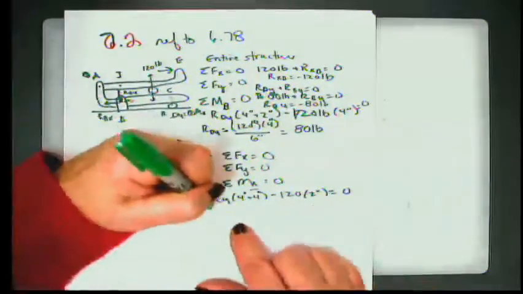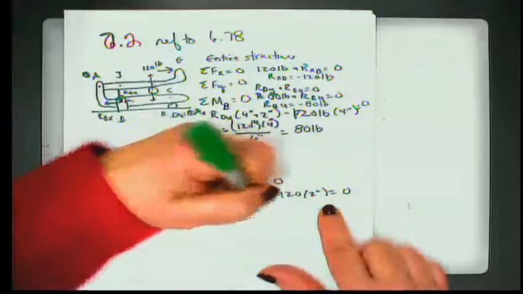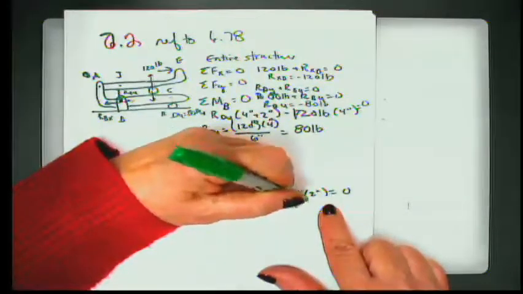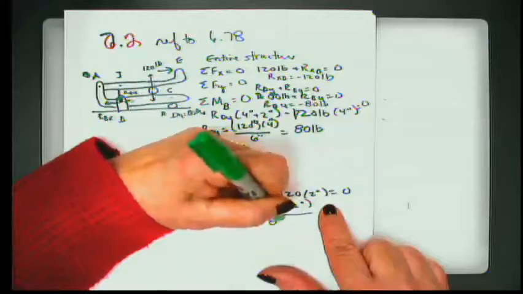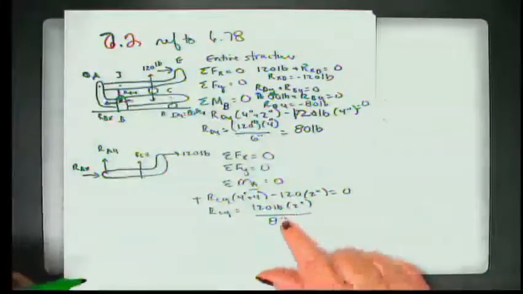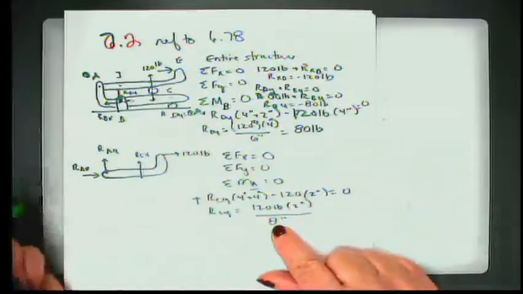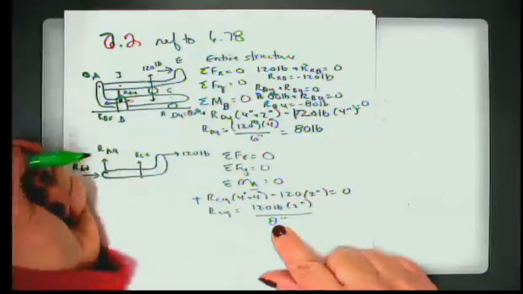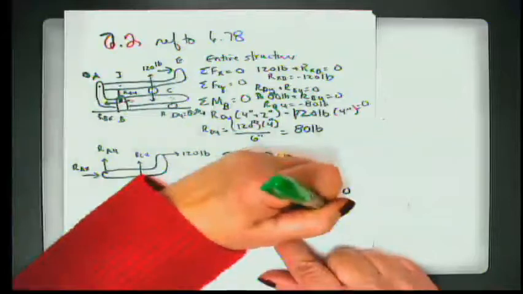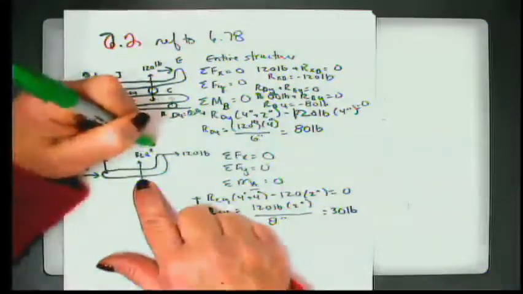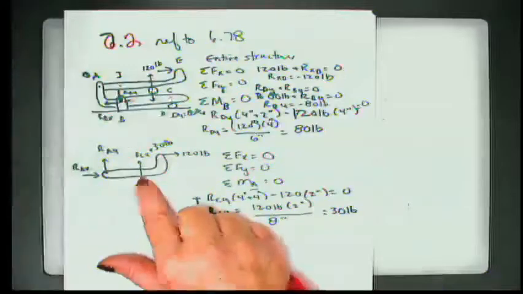So that means that my reaction at C in the y direction is equal to 120 pounds times 2 inches divided by 8 inches. So this cancels against this. This is a 4 then. So I have 120 divided by 4, which is 30 pounds. That means that the value of this is 30 pounds.